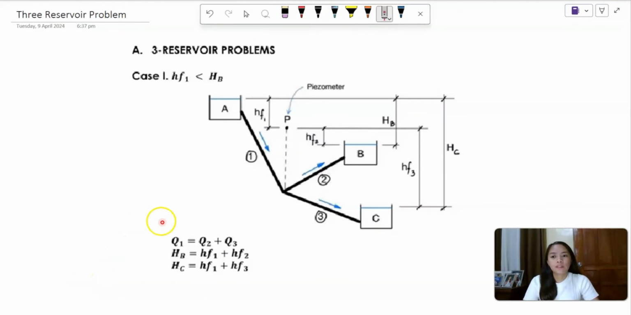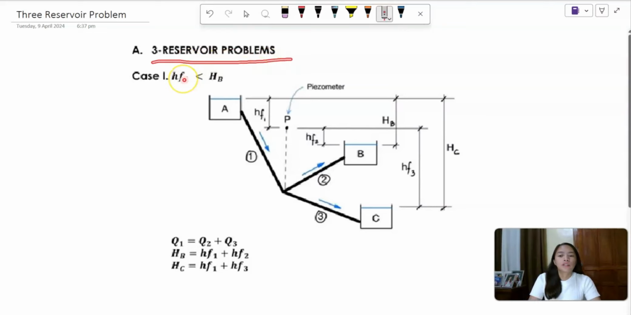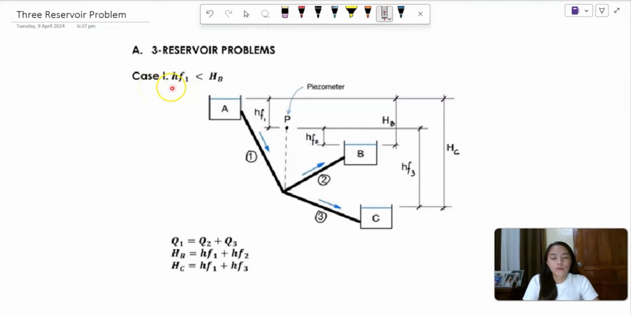So the second topic that I'm going to discuss is all about the three reservoir problems. In the three reservoir problems, we have case 1 and case 2. For case 1, the head loss in pipe 1 is less than the head at B. So this is the illustration. As we can see in the illustration, we have the reservoir A, the reservoir B, and the reservoir C. So the flow of water from reservoir A is going to be divided towards reservoir B and reservoir C.